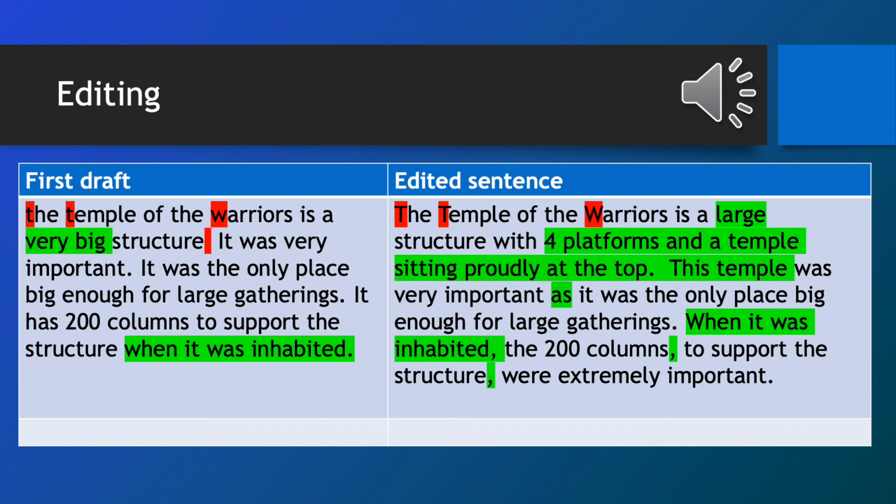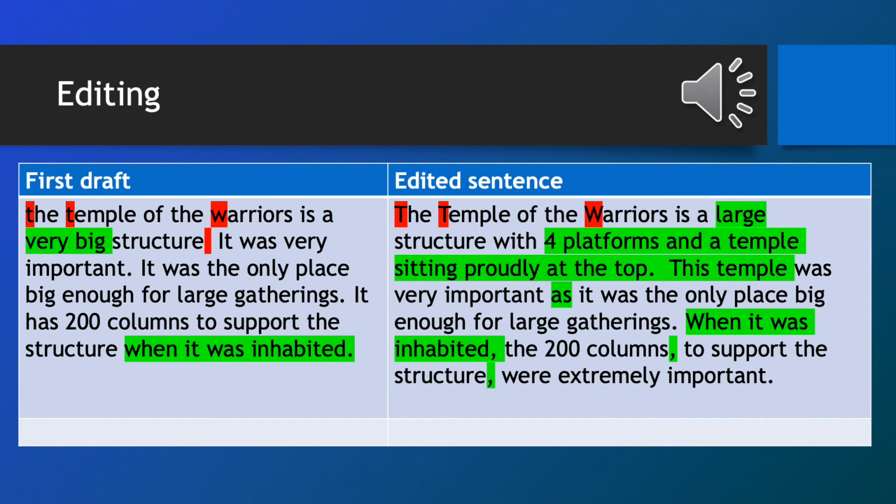So I've changed it to, the Temple of the Warriors is a large structure with 4 platforms and a temple sitting proudly at the top. Now that reader is able to really visualise. I've then changed it was to this temple. Rather than saying it, I've changed it to this temple. So this temple was very important as it was the only place big enough for large gatherings.